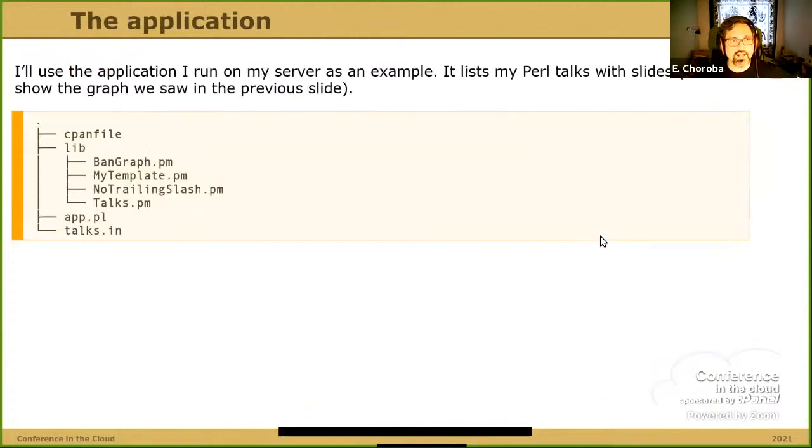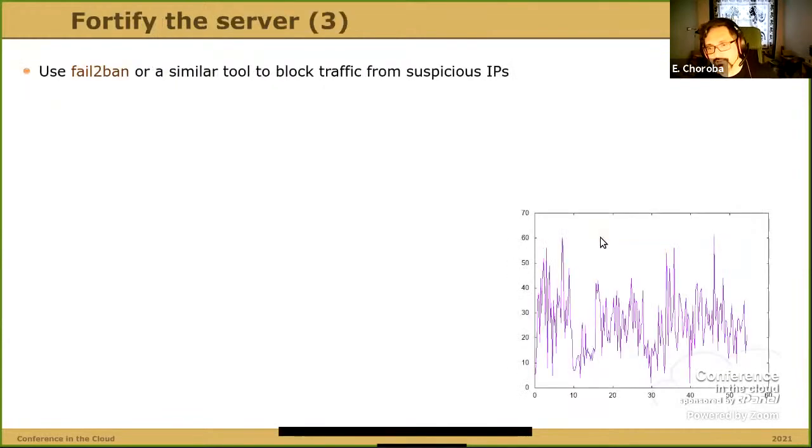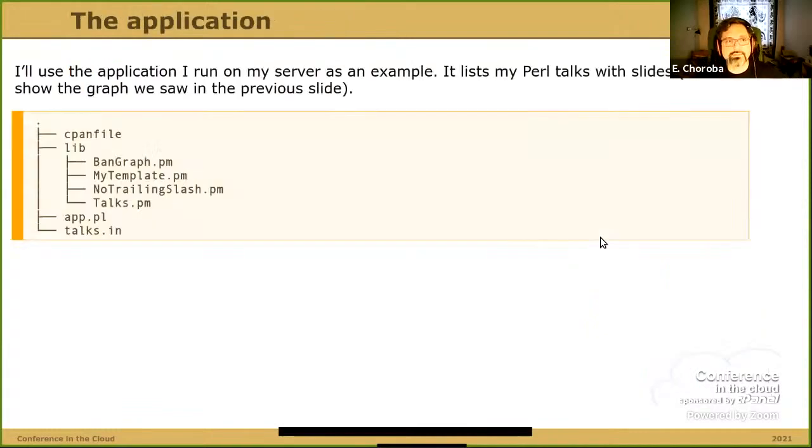Yeah. And now about the application. I'll use my simple application as an example here. The application lists my Perl talks with slides, and it can also show the graph we've seen in this slide. The application contains a cpan file that lists the dependencies. Then it has several modules. The band graph is the one that shows the graph. I have a simple templating system, and there are two libraries I'll describe in more detail. And then there is the application itself and a small configuration file.